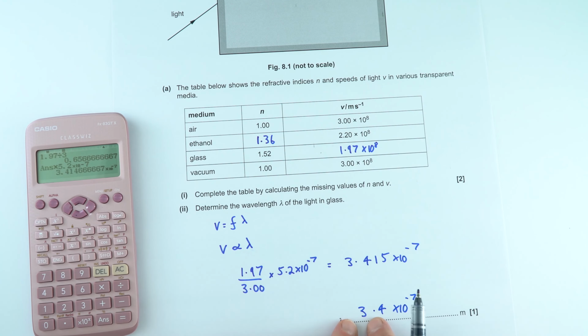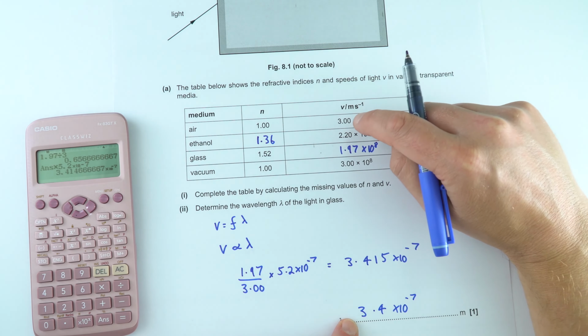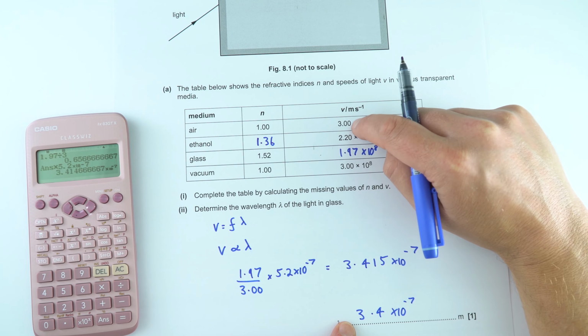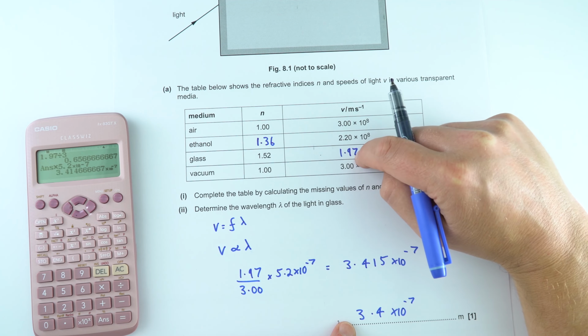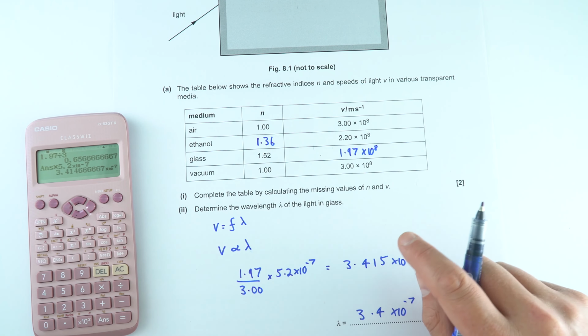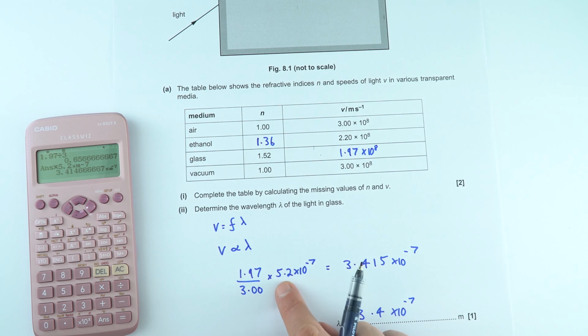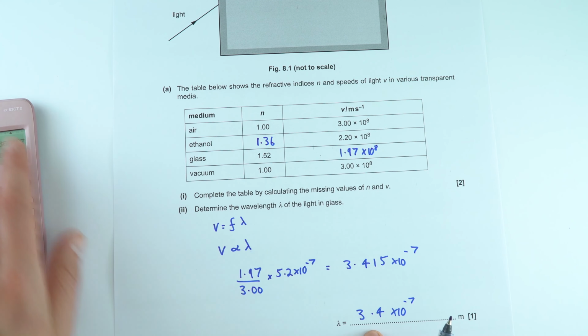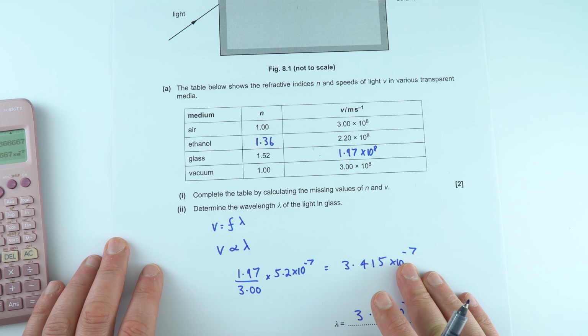So what we've seen here is that the factor that the light slows down by, going from 3 to 1.97, is the same factor that the wavelength goes from a longer value of 5.2 to a shorter value as it goes through that denser medium. So that's 8 part A.